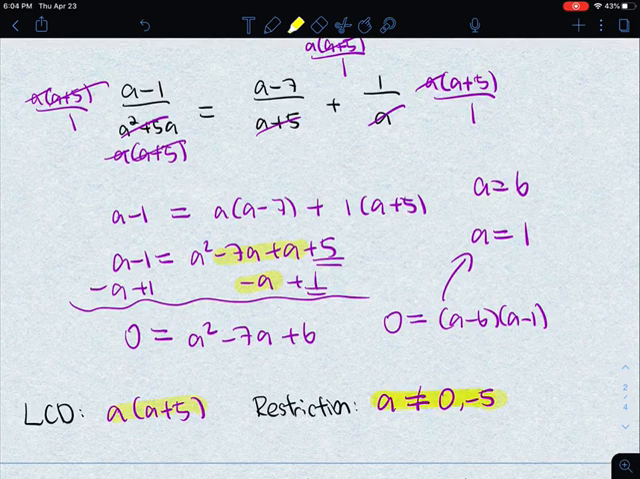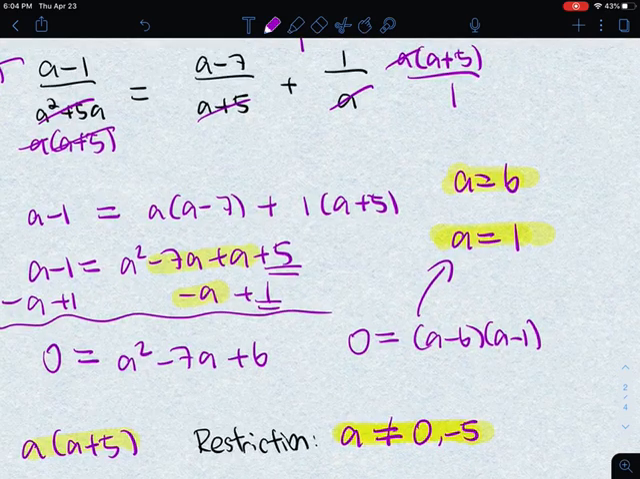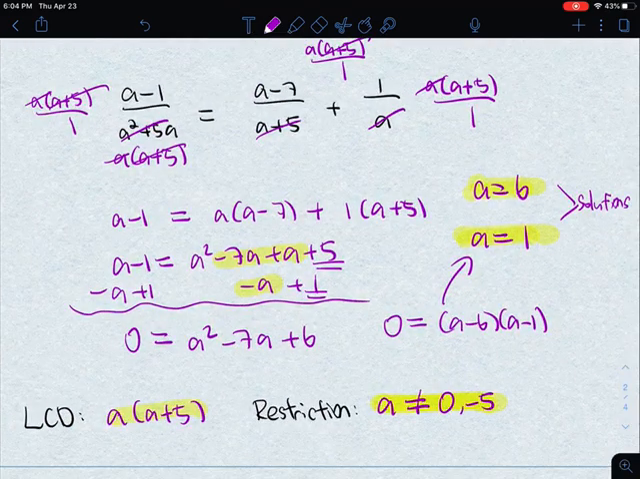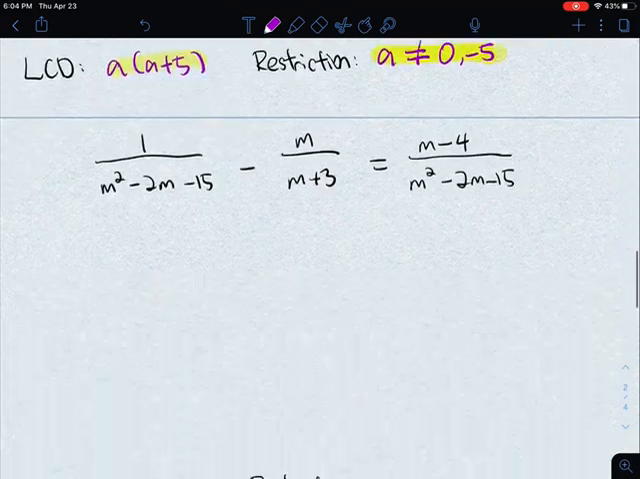Well, here is my restriction. a cannot be 0 or negative 5. Well, I don't have either of those. So then 1 and 6 will both be solutions. So in this case, we have no extraneous solutions, and they're both valid.